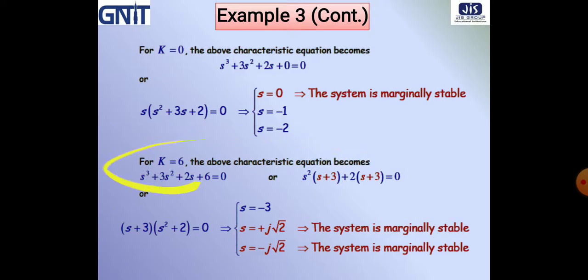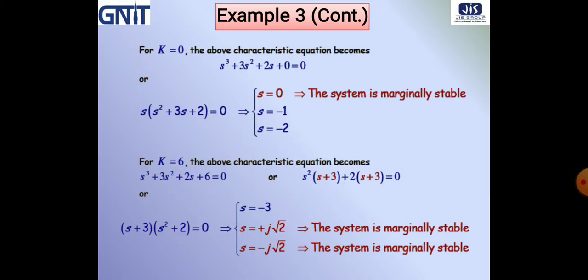So if k is equal to 6, then the characteristic equation becomes s cube plus 3s square plus 2s plus 6 is equal to 0. Now, if we calculate the roots of this characteristic equation by putting k equal to 6, we get the roots at s is equal to -3 and s is equal to plus minus j root 2. So two roots, plus j root 2 and minus j root 2, are present on the imaginary axis. That's why the system becomes marginally stable. That will happen if k is equal to 0 and k is equal to 6.